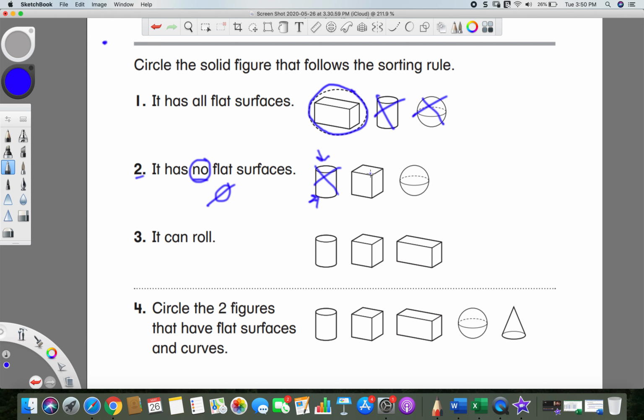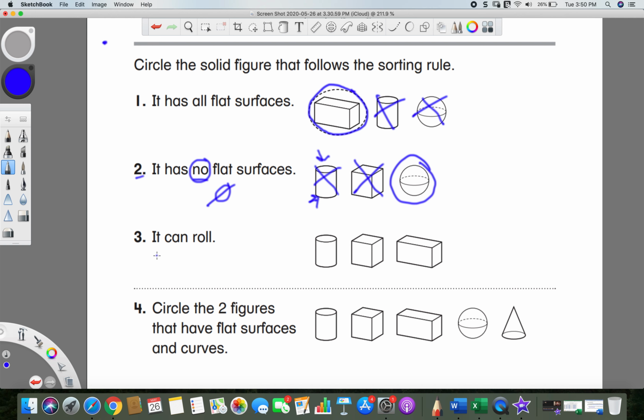Let's see here. A cube. A cube has, well, it has 6 flat surfaces, so it can't be the cube. What about the sphere? Are there any flat surfaces? No, there's none. So that means the sphere is our answer.